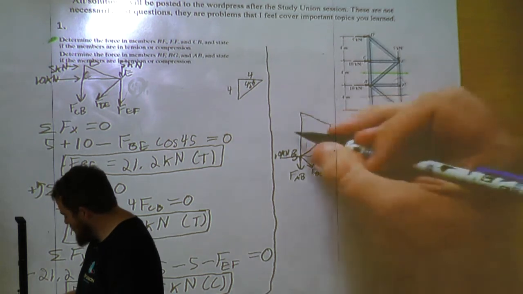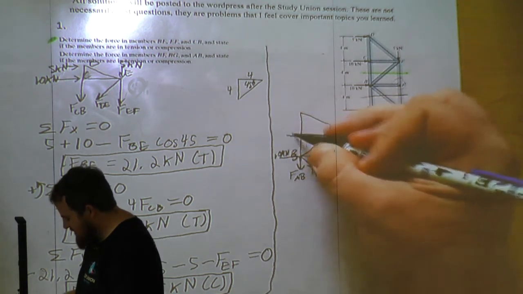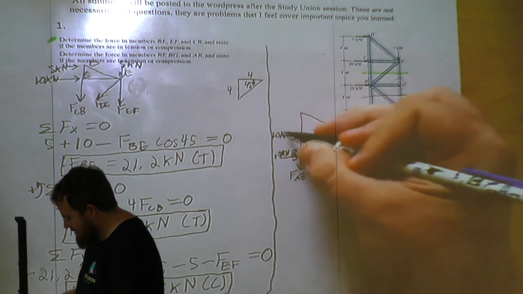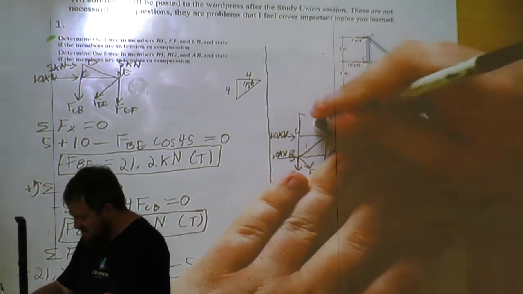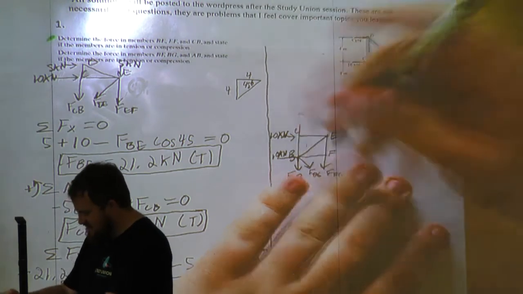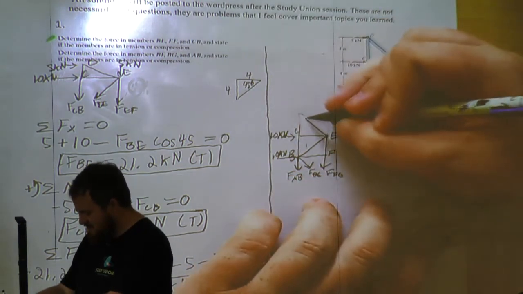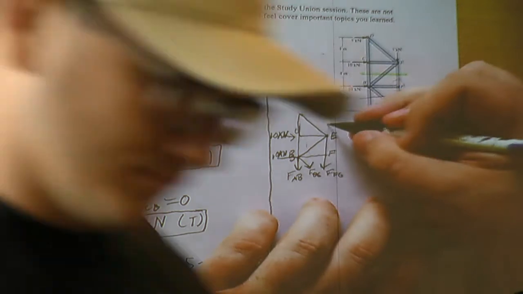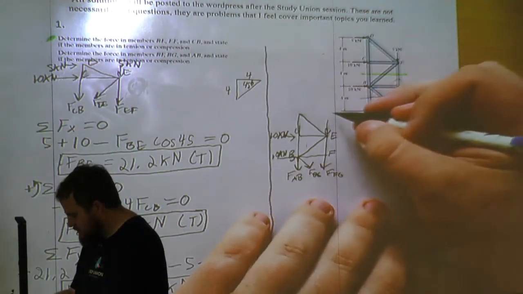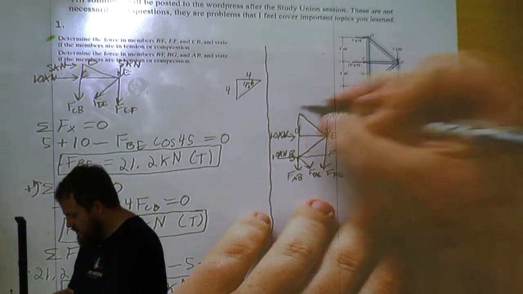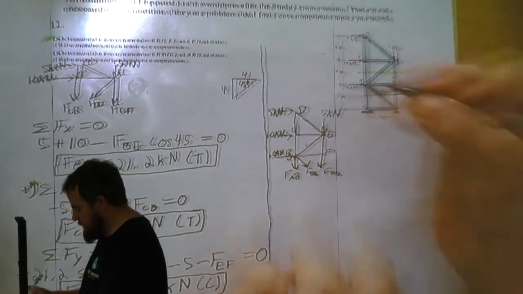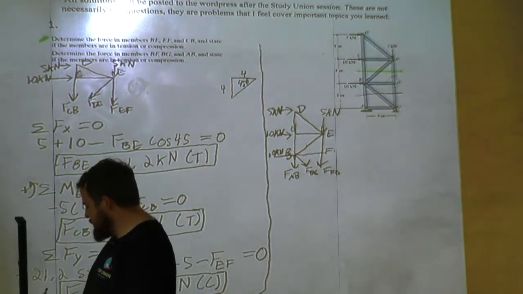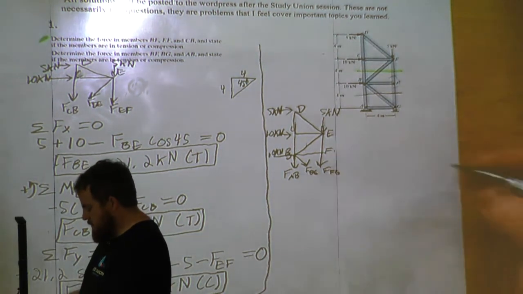E. My picture's not very good. Okay. Let's redraw that a bit. Okay. So we're going to have 5 kilonewton here. Okay. So now let's do method of joints at F.